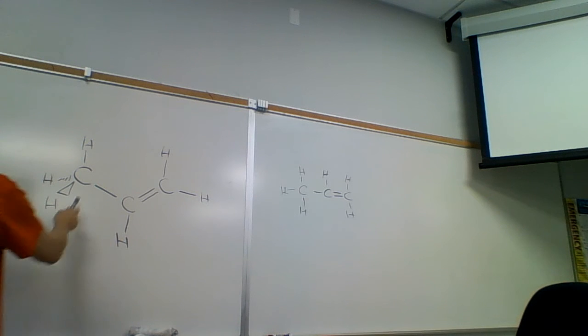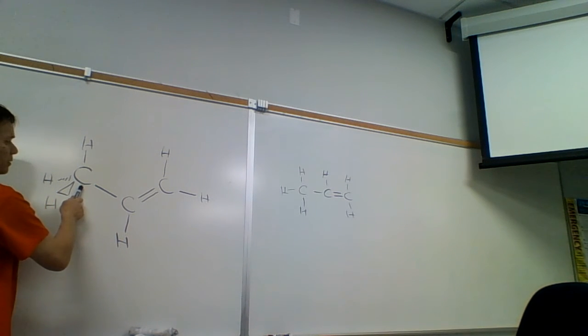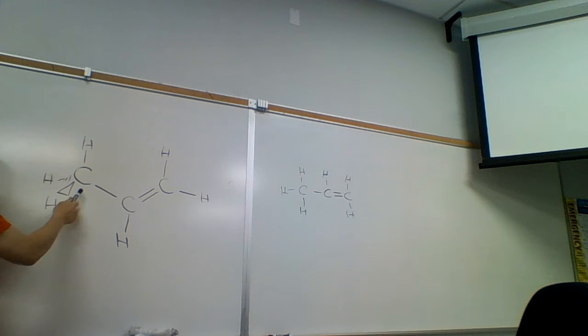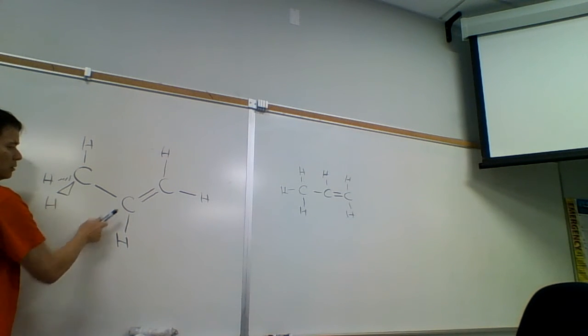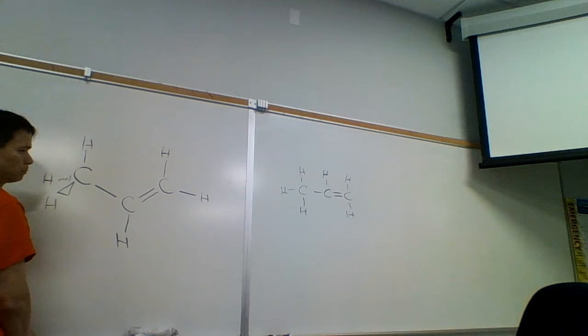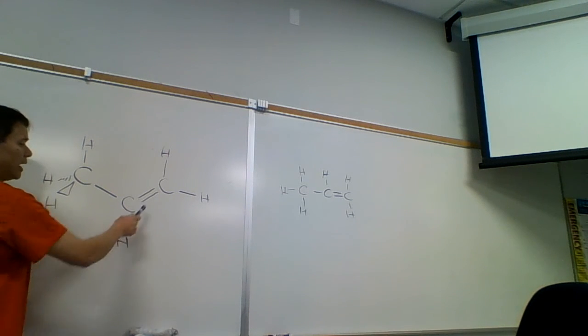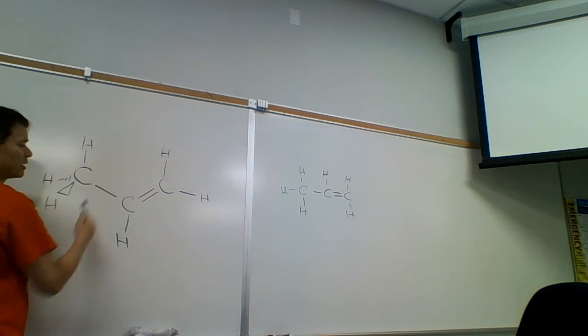So this is a tetrahedral. What angle? 109. This is tetrahedral electron geometry. What's the molecular geometry? Tetrahedral also. Look at the atoms, the same. What about this one? What's the molecular geometry? Trigonal planar. The angles should be 120, but this one I expect distortions.